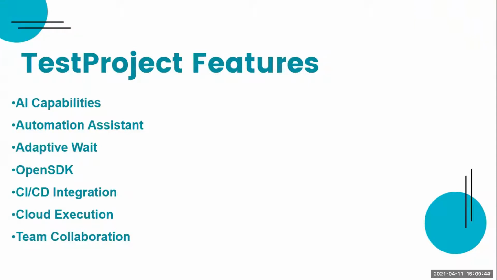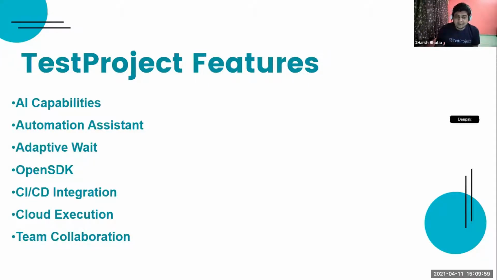So the second feature is the automation assistant. Then there is one more, the adaptive wait. In Selenium, there are many things, like we have to use implicit wait or explicit wait. In the Taste project, there is an adaptive wait feature which is very good. What it does basically is that it automatically recognizes which element is required and how much time it needs. Based on that, it automatically sets the times.